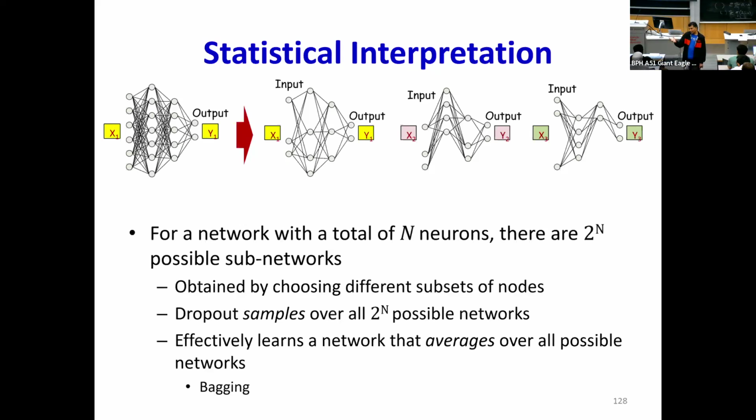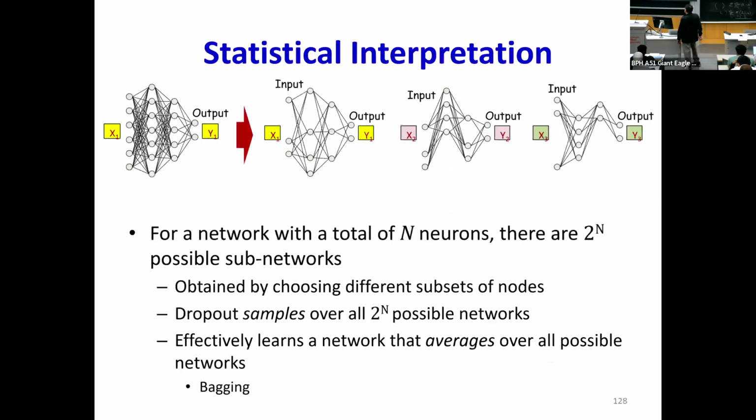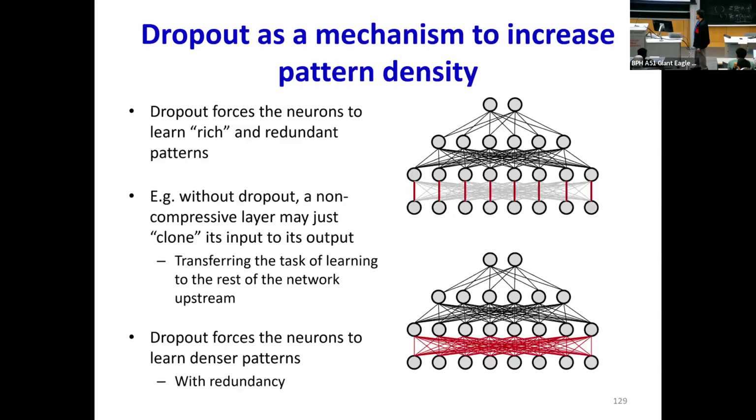You're saying something? 2 raised to n networks. You can't possibly evaluate your input using all 2 raised to n networks. So you're going to need an approximation, right? So this is one. There's also a second interpretation to this, why this works.